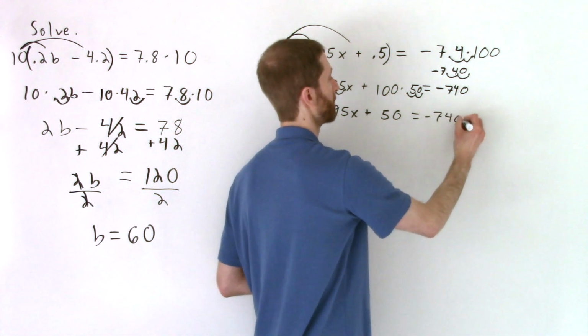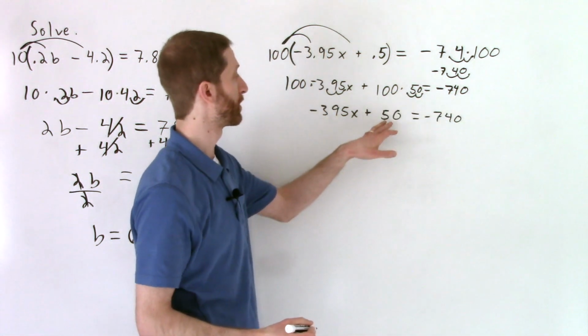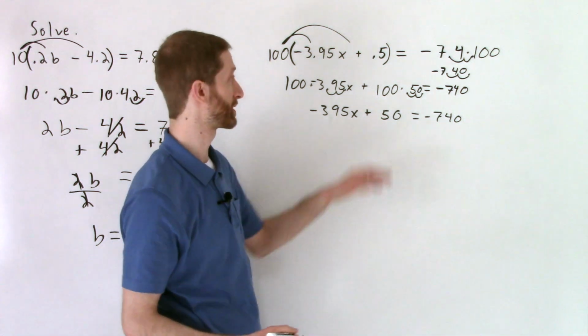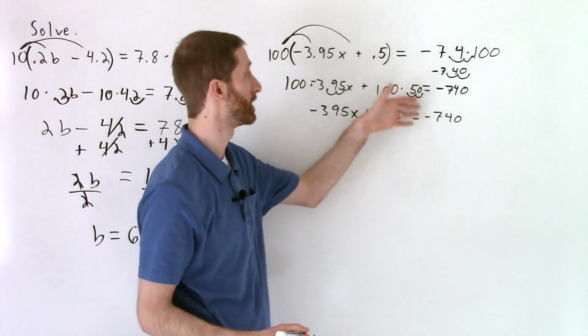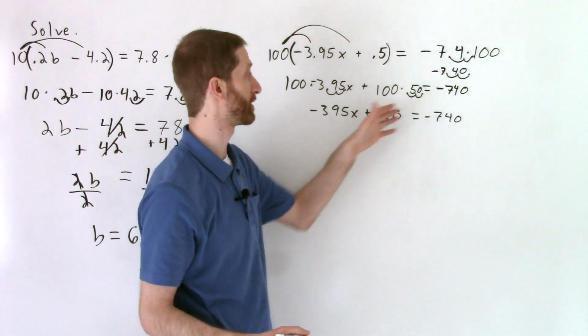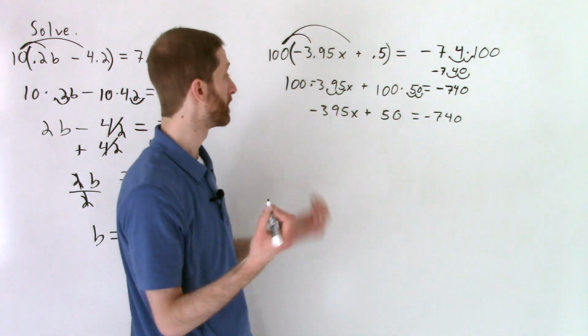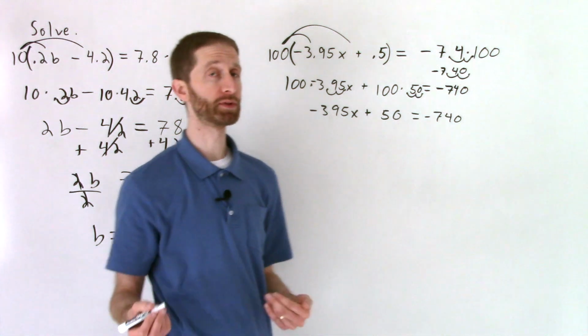So just to be clear, I'm showing the work on this step, but the results are coming down on this next step. So it's not like we should be doing 100 times 50. Doing the 100 times 0.5 gives us 50. All right, what we have left is a nice, simple 2-step equation.